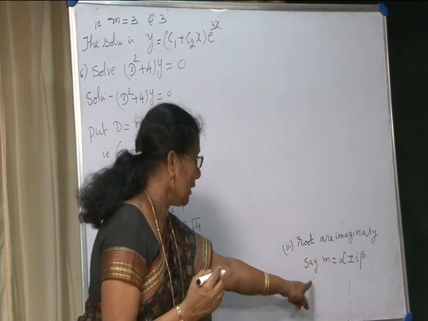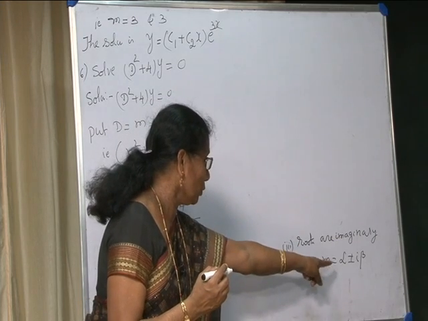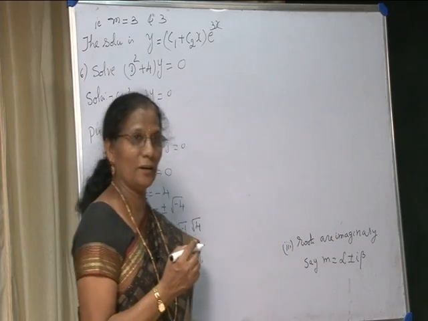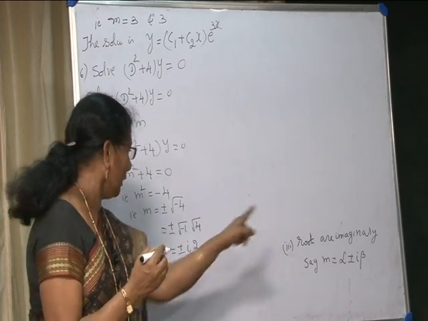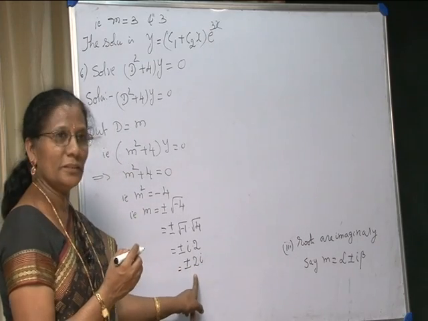When the roots are imaginary, say m is equal to alpha plus or minus i beta, but here alpha is 0, plus or minus i beta, beta is 2.